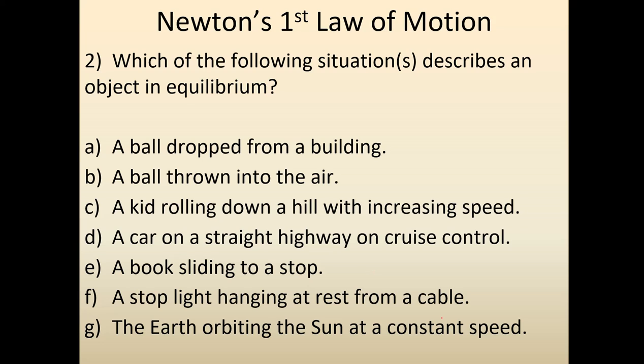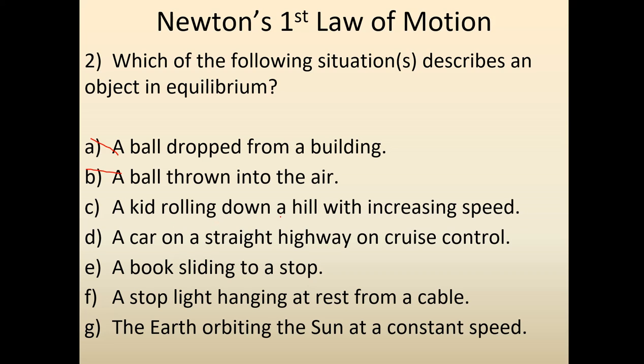All right, so here we're looking for objects that are in equilibrium. Now remember, the main thing to be in equilibrium is that it has to be moving at a constant speed or at rest. So a ball dropped from a building is going to accelerate and increase speed. So this is not in equilibrium. A ball thrown into the air, again, it's experiencing the acceleration of gravity. Its velocity will change. Therefore, it can't be B.